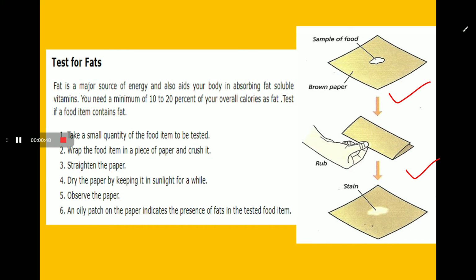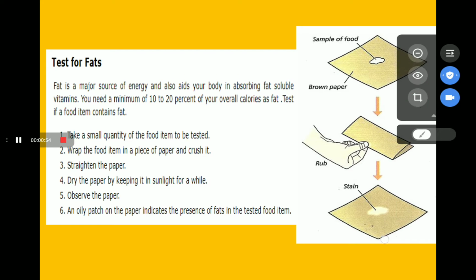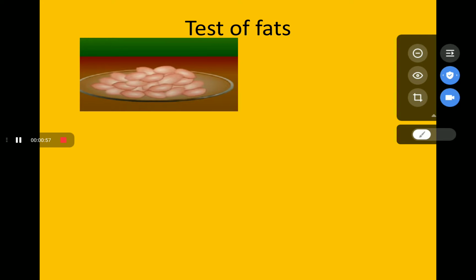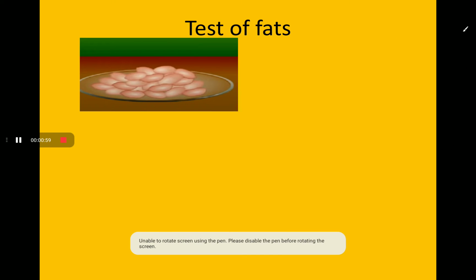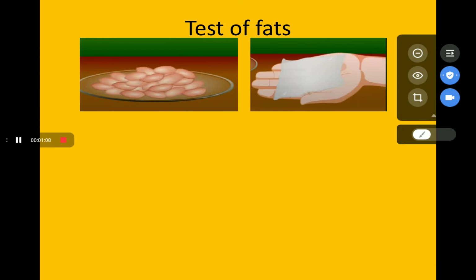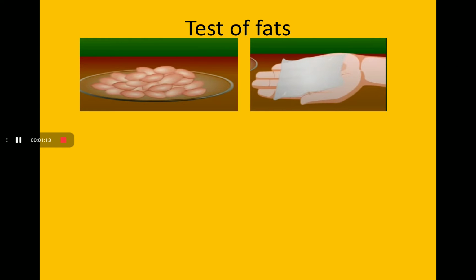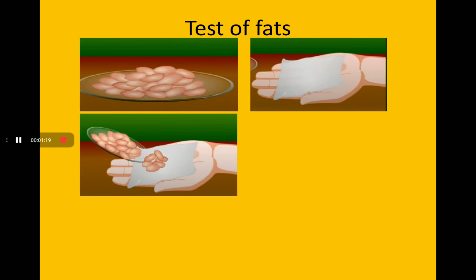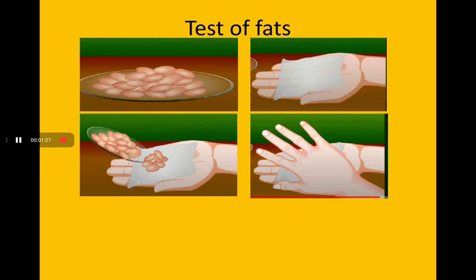To understand it clearly, firstly, we need a small quantity of the food item which is to be tested. Here is the food item. Next, we need a butter paper or a brown paper. Now put this food item on the butter paper or the brown paper which you have taken. Now wrap this food item in the paper as you can see.